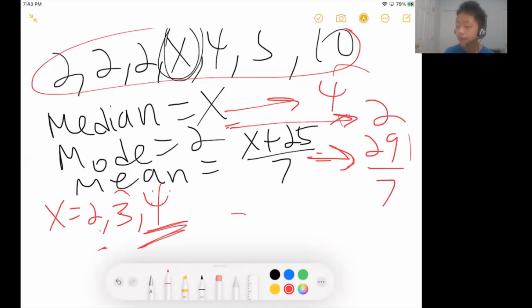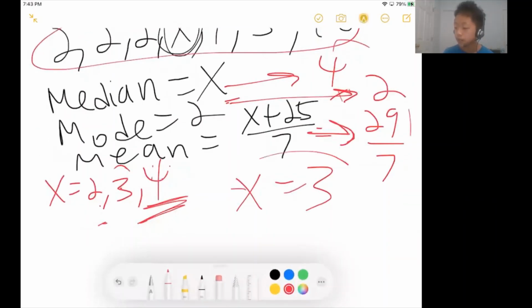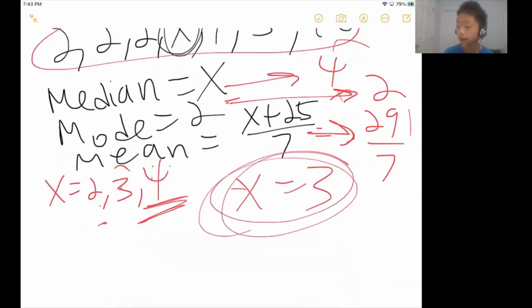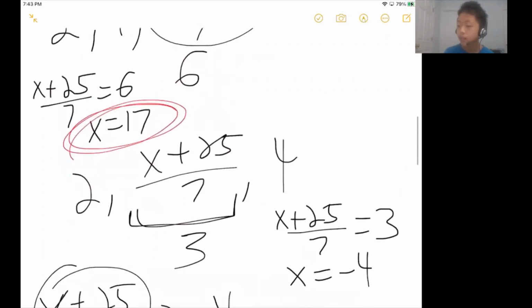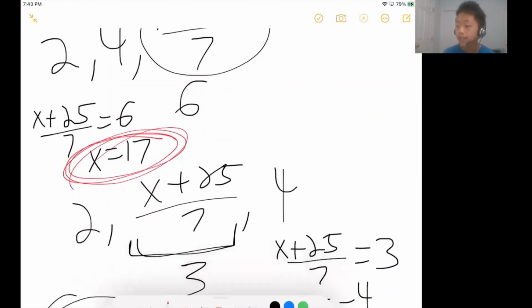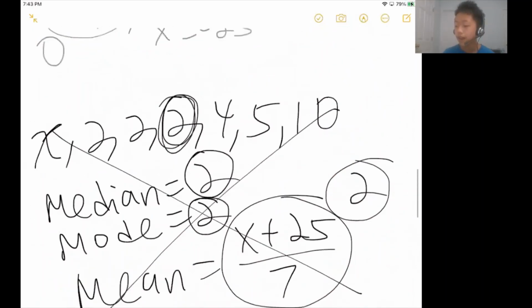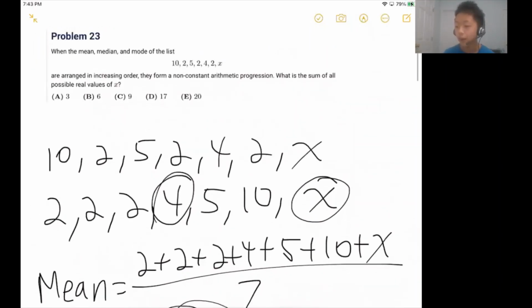So in this case, we found that x equals 3 was a solution. And we also found in a previous case that x equals 17 is also a solution. So if we want to find the sum of all values of x that work, we would do 17 plus 3. And we go back to our answer choices, and that would give us choice E, which is 20.